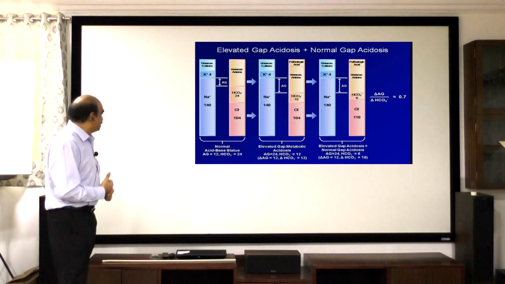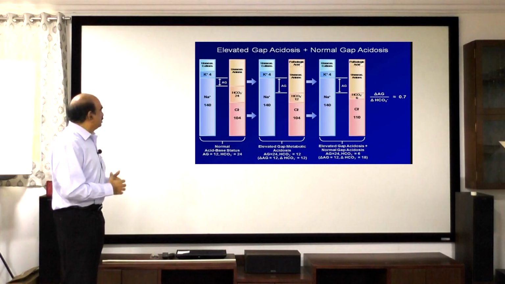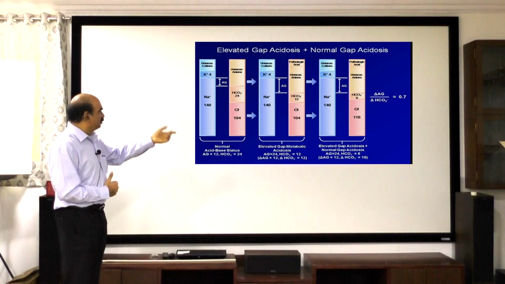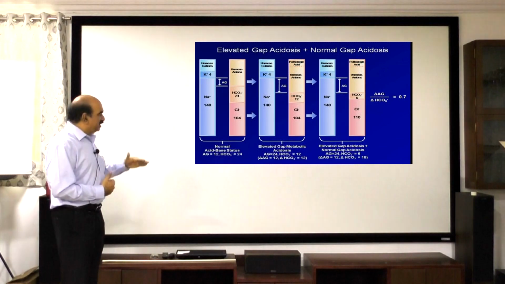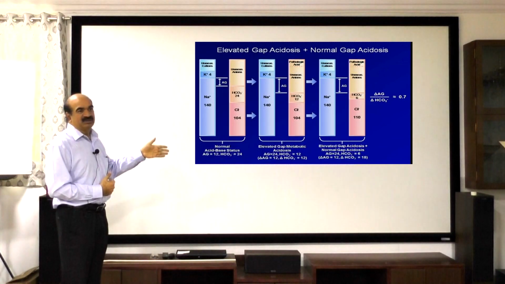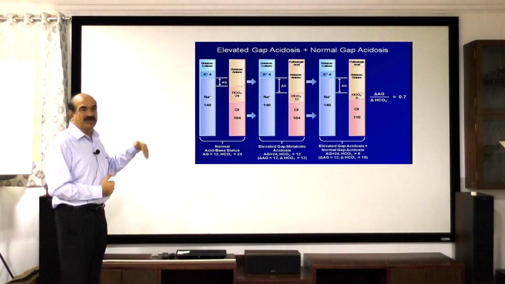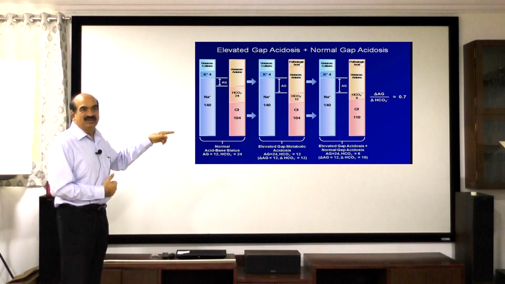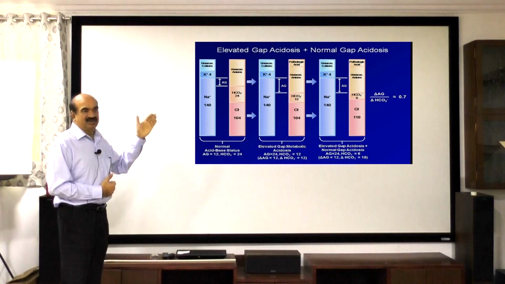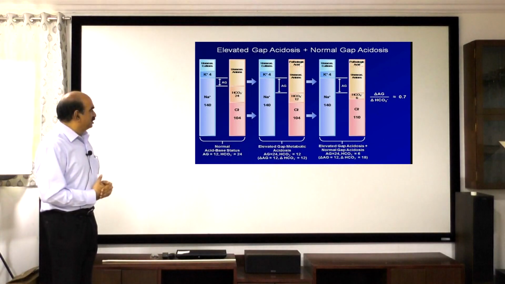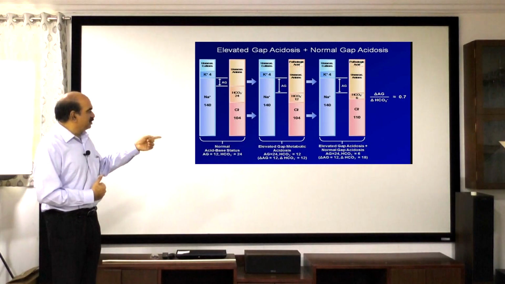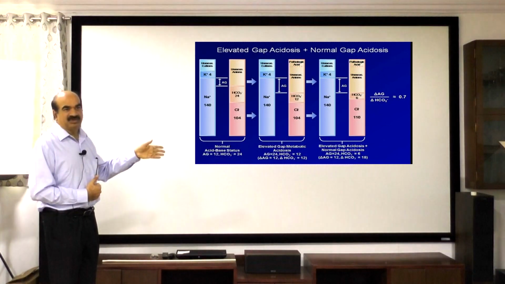The first is a normal acid base status. The second one is an elevated gap metabolic acidosis. We will come to the third one. In the third one, the anion gap is 24, but bicarb is 6. With an anion gap of 24, how much bicarb do we expect? Again 12. We expect 12 bicarb, but here bicarb is 6. It means there is an additional mechanism for bicarb loss. So elevated gap acidosis plus normal gap acidosis is a mixed disorder.